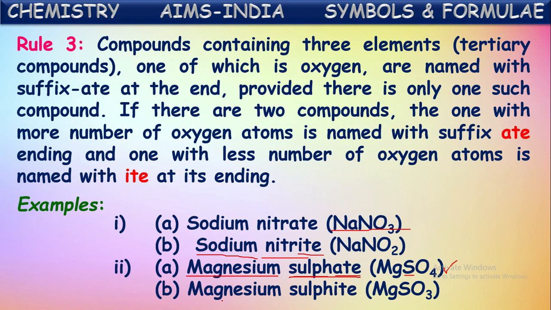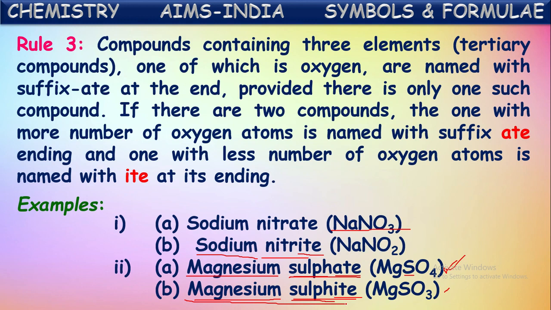Okay. Next, one more compound, MgSO3, which has fewer oxygen atoms than the first one. In naming this compound, first the metallic element's name is written. Next, the non-metal other than oxygen, its name is written, that is sulfur here. So magnesium and sulfur are written. At the end of the non-metallic element's name, "ite" is attached by eliminating some letters. Now it became sulfite. Thus, the compound name will be magnesium sulfite.